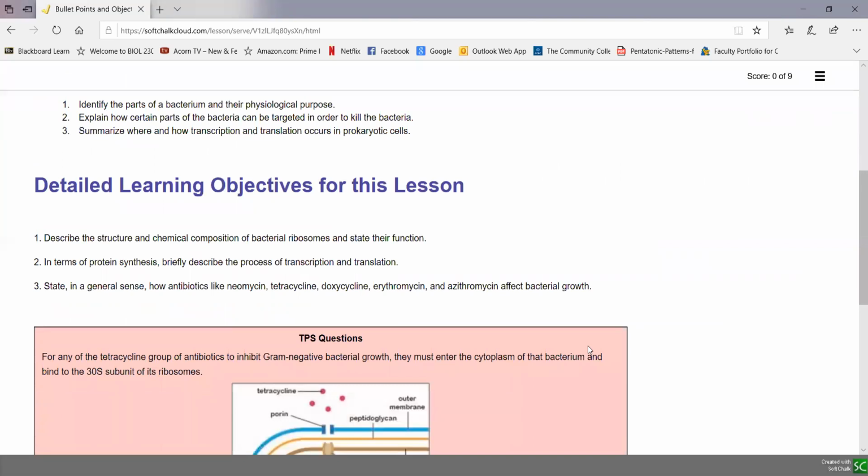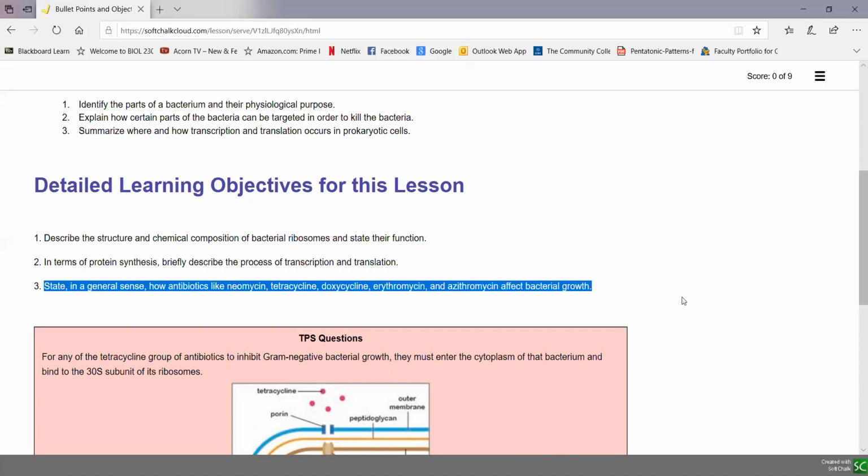And looking at our detailed learning objectives, you should be able to describe the structure and chemical composition of bacterial ribosomes and state the function of ribosomes. In terms of protein synthesis, briefly describe the processes of transcription and translation, and state in a general sense how antibiotics like neomycin, tetracycline, doxycycline, erythromycin, and azithromycin affect bacterial growth.